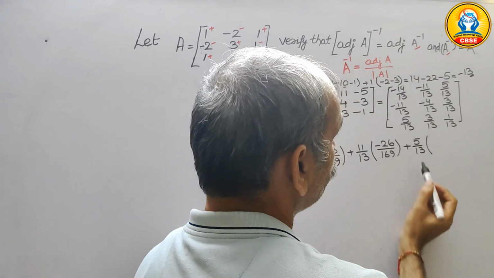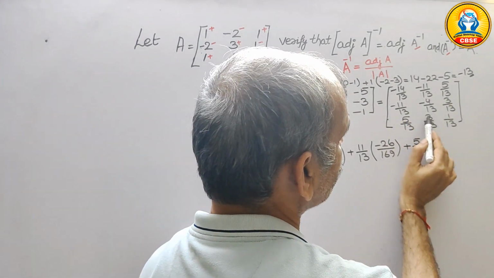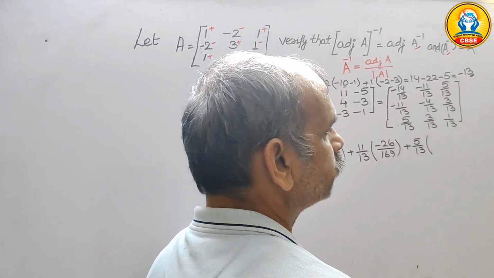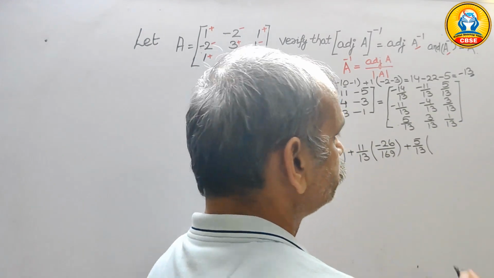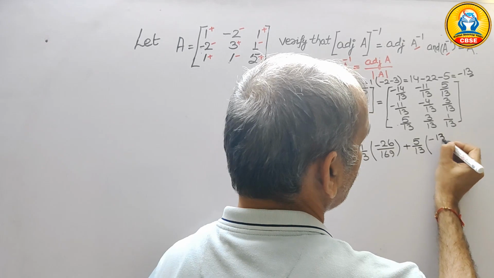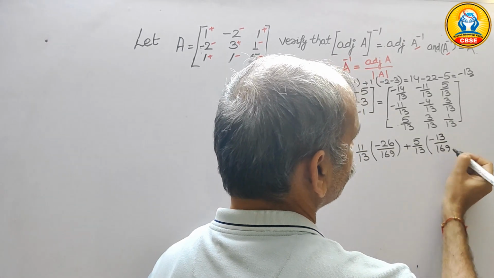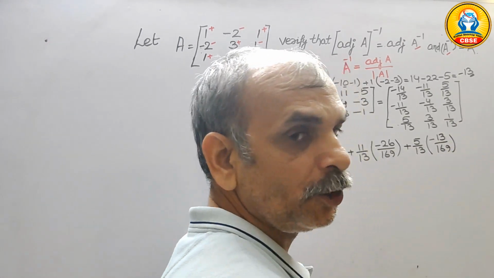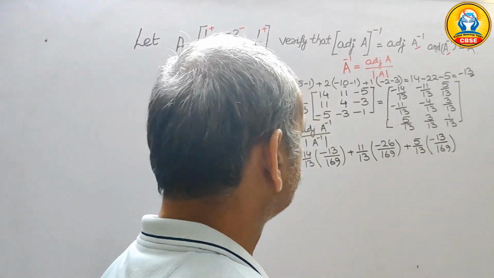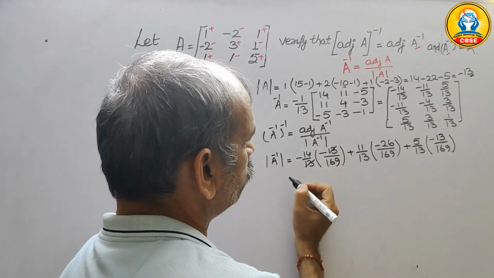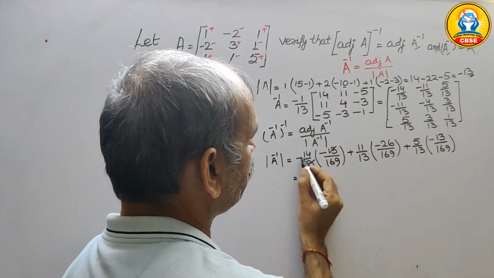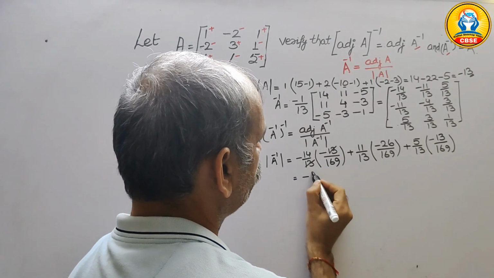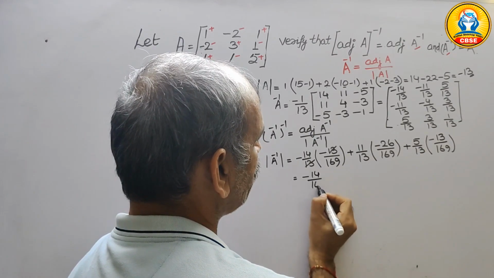Now we will check it. This is minus 33 and plus 22 is minus 13. So we will get minus 13 by 169. Just reduce them, whatever it is there. 13 and this will go out. So now we will get here minus 14 by 169.